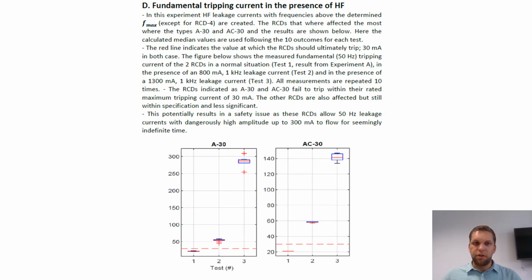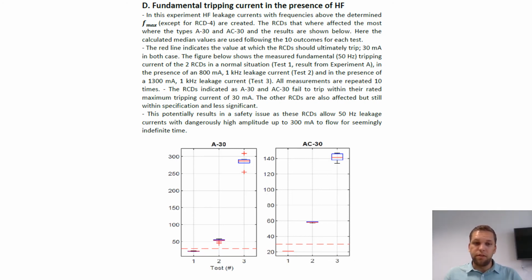In the last experiment, a high frequency leakage current at a constant frequency and a constant value was injected into the RCDs, and the 50 Hz leakage current was measured. It seemed that the RCDs of type A30 and AC30 have an increased fundamental tripping current in the presence of a high frequency residual current, which can lead to dangerous situations.